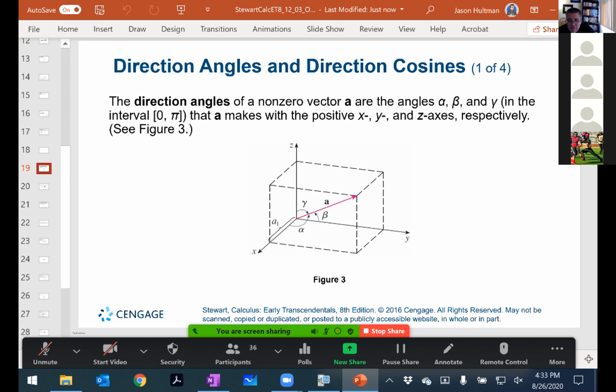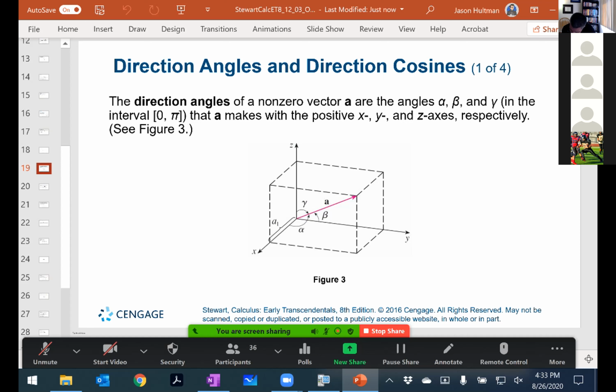Okay, so there's our vector that's kind of coming out at you, right? And so what's alpha? Alpha is the angle that it makes in the x direction. Beta is the angle that it makes in the y direction. And gamma is the angle that it makes with the z direction. Okay, so just kind of think of it like that.